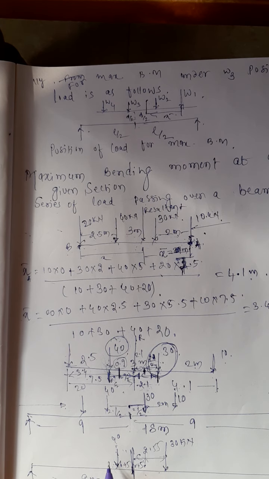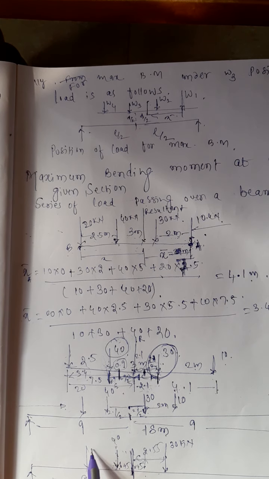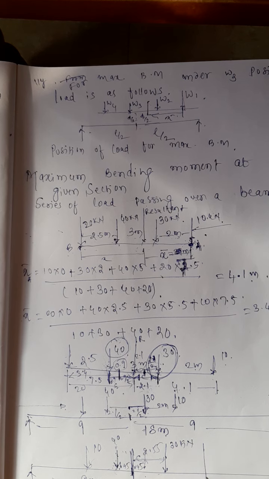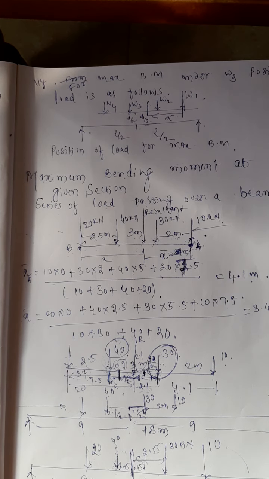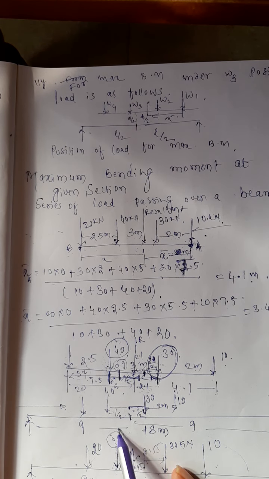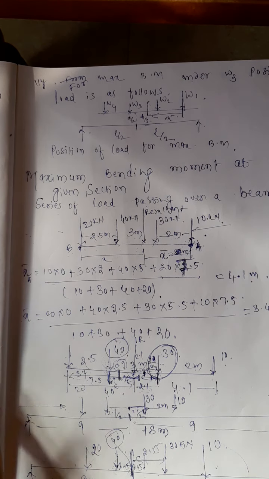The rest all positions are fixed. Right? 40. Therefore, this is equal to how much? 10. And this is the position of 20. And this is the position of the 10 kilonewton. This is the position for the maximum bending moment under the 40 kilonewton load.